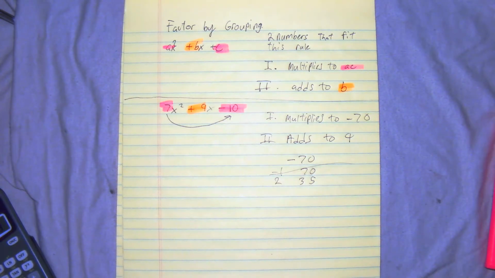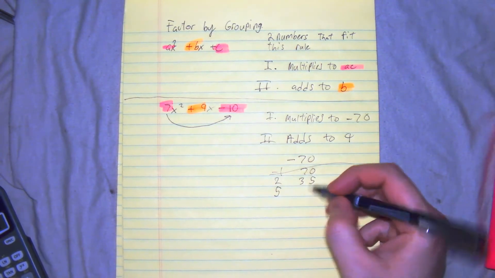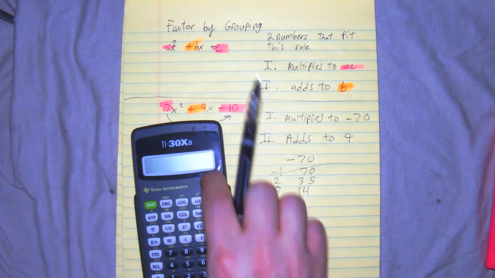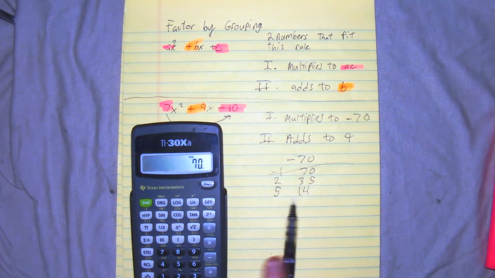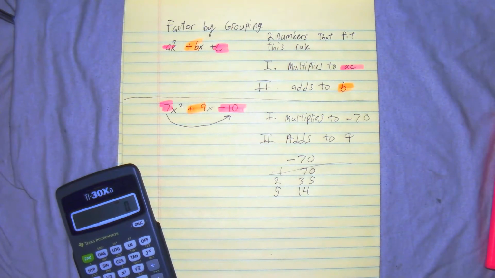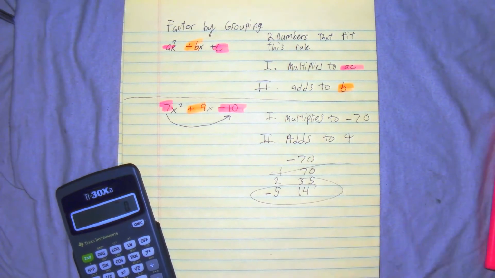Let's try 3. 70 divided by 3 won't work. 70 divided by 5. Ooh, that looks good. 5 and 14. 5 times 14 equals 70. So that checks it off. But one of them has to be negative. So it's a positive 9, so the 5 has to be negative. So this combination works because it multiplies to negative 70 but adds to 9.